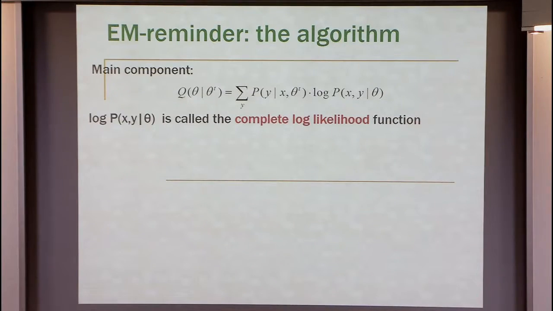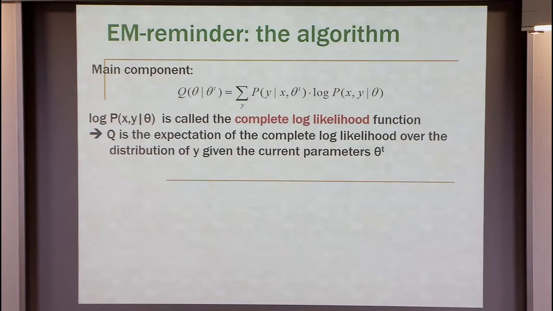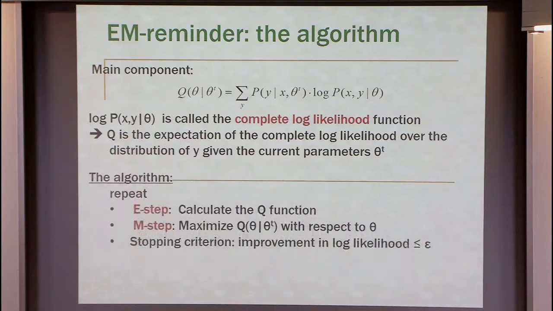The main component in EM is the Q function. This is a reminder, I think, for most of you. Here we have the complete log likelihood of the data. It's the probability of X and Y, the data that we have and the hidden information, given the parameters. And Q is the expectation, over the distribution of Y, the hidden information, of the complete log likelihood. And how does the algorithm work? We do this iteratively. We first calculate the Q function, and then we find the parameters that maximize the Q function.